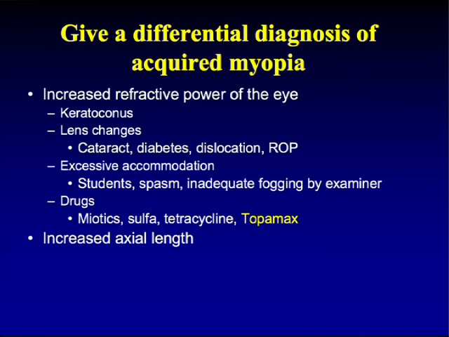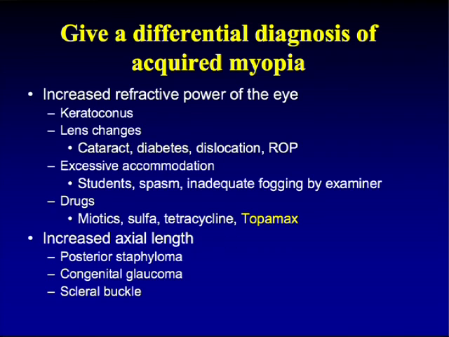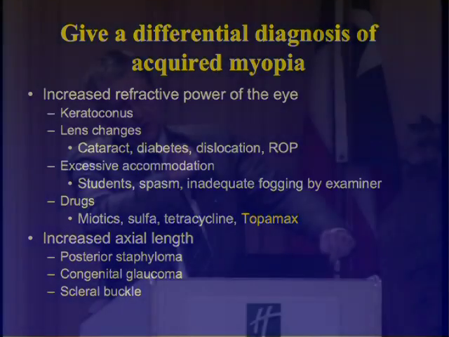Or things that make the eye too long, and that could include a posterior staphyloma, congenital glaucoma, a scleral buckle. Pull that scleral buckle on nice and tight, make the eye 1 millimeter longer or 2 millimeters longer. That's going to be 6 diopters of myopia.